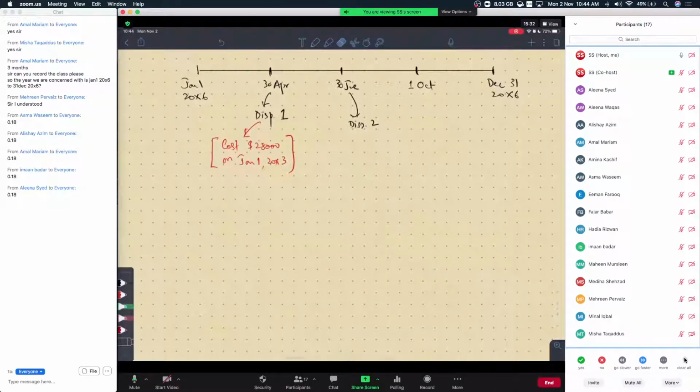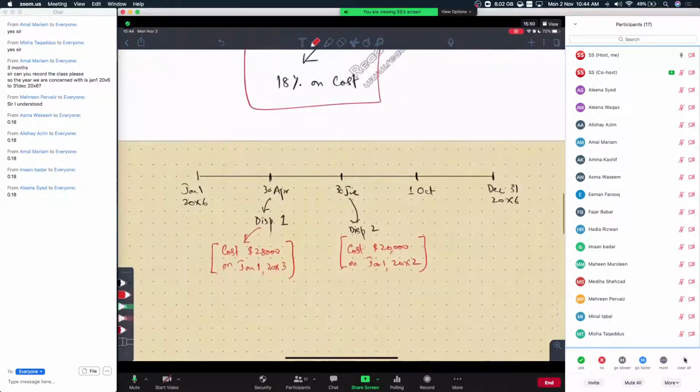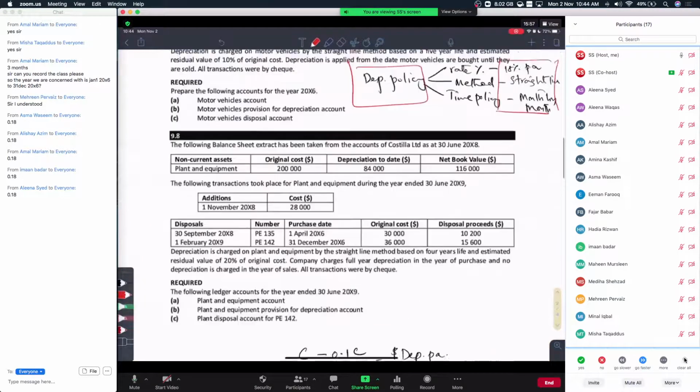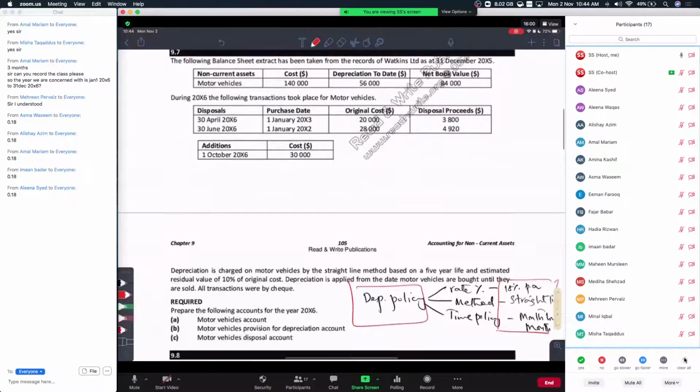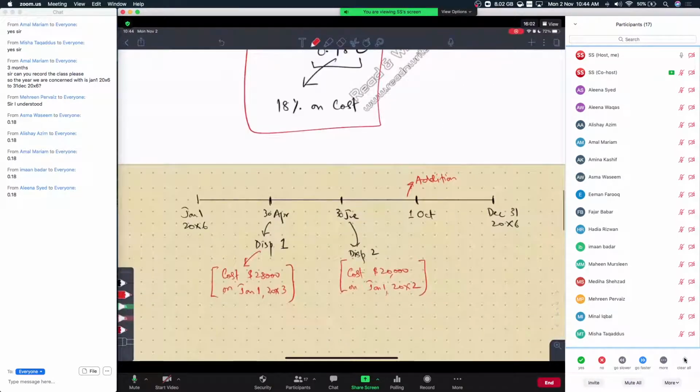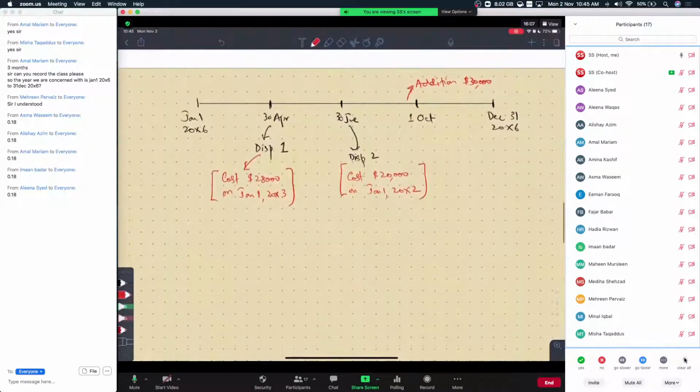The second disposal was, disposal 2 was, the cost was $20,000 on January 1st 20x2, right? And October 1st, the only addition, right? This was the addition, and the addition was simply your, how much? 30,000. Okay, so $30,000, right? So that is your information in a nutshell.